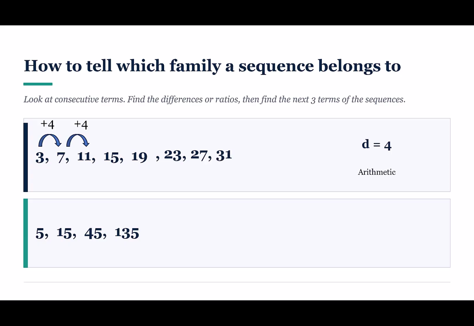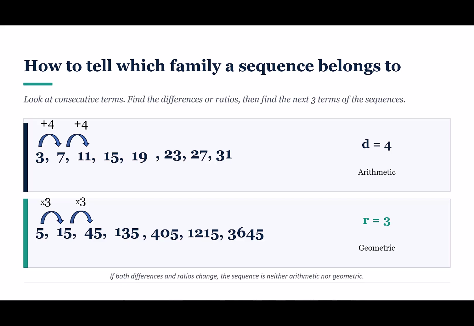Looking at our second example, to get from 5 to 15, we multiplied by 3. Then to get from 15 to 45, we multiplied by 3 again. This shows us we have a geometric sequence with a ratio of 3. To get the next 3 terms, we're going to multiply by 3. 135 times 3 is 405, times 3 is 1215, then times 3 one more time is 3645. If you have a sequence where differences and ratios change, the sequence is neither arithmetic nor geometric, and we'll talk about that in other videos.